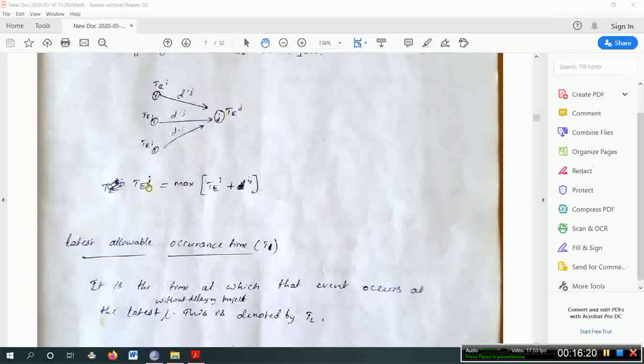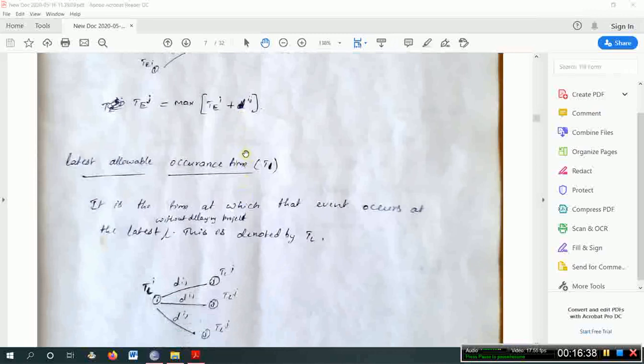So always, when finding Tij, the end event's early time, you need to take the maximum. If there are many activities coming towards one event, ending at one event, you need to choose the maximum value, so that you can get to know while solving the problem.